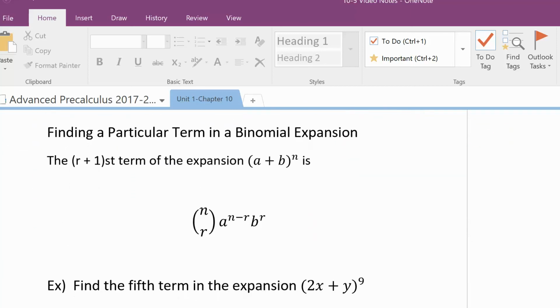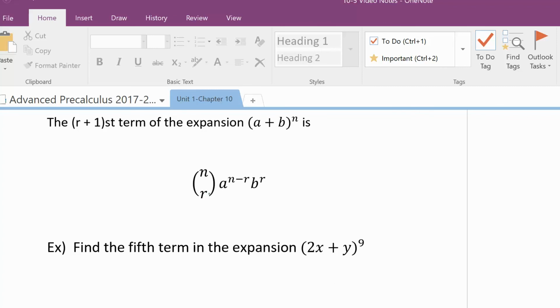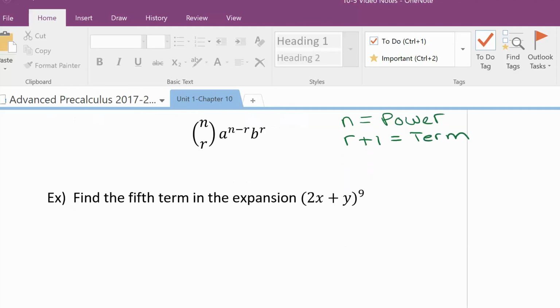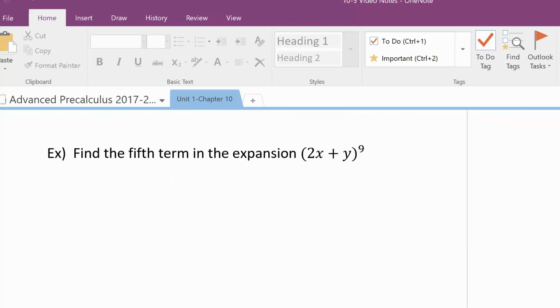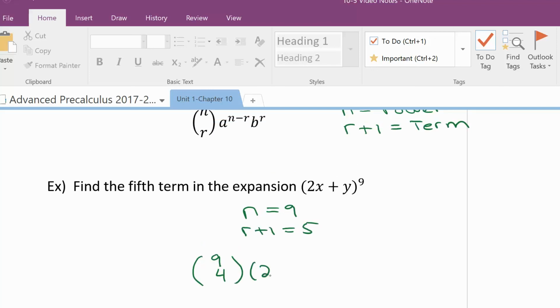Now, if you want to find a particular term in the binomial expansion, you can do that using the following formula. Remember, n is the power of the binomial, and r plus 1 is the term. So if I want to find the fifth term in the expansion 2x plus y to the ninth, that means n is equal to 9, and r plus 1 is equal to 5, which means basically r is 4. So you're finding 9 choose 4, with n as 9 and r is 4. And then remember, it's a, so 2x to the 9 minus 4 power, which is 5. And then y to the fourth power, because the b is always to the r.